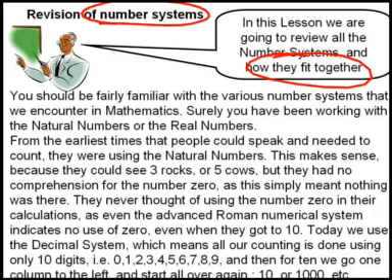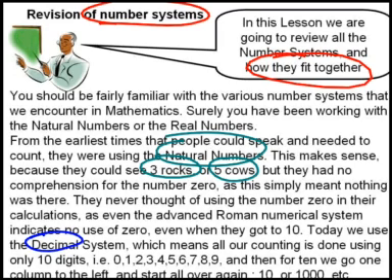Now, from the earliest times that people could speak and needed to count, they were using the natural numbers. This makes sense because they could see 3 rocks or 5 cows, natural things that they could see, but they had no comprehension for the number 0, as this simply meant nothing was there. They never thought of using the number 0 in their calculations, as even the advanced Roman numerical system indicates no use of 0, even when they got to 10.